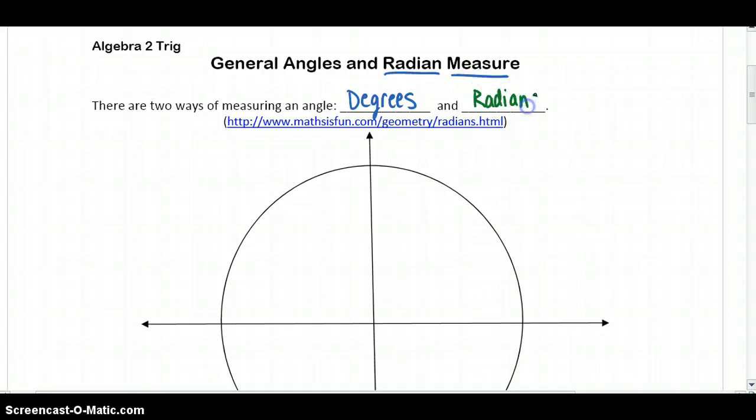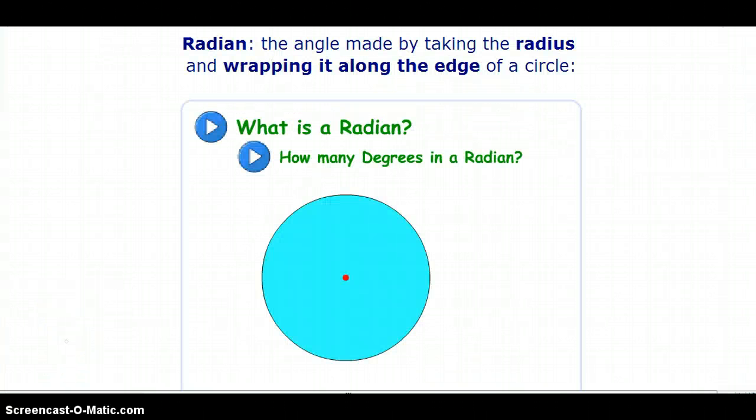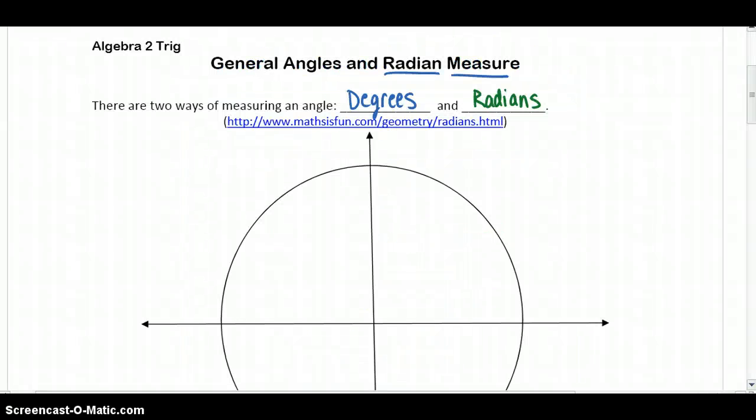Now I know you haven't heard of a radian, so I'm going to show you a quick little visual graphic of what a radian is to see if it makes a little more sense. A radian is the angle made by taking the radius of a circle and then wrapping it along the edge. So let's take a look at this visual. We take the radius, wrap it along the edge, and that angle created is called a radian. So that right there is a radian, and it should make a little more sense now.